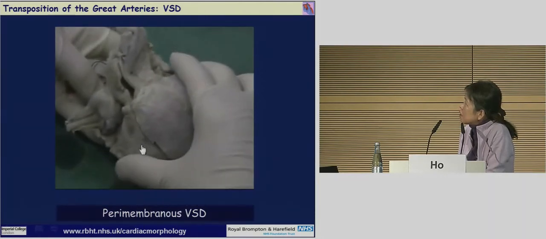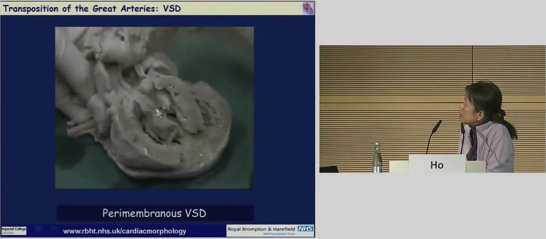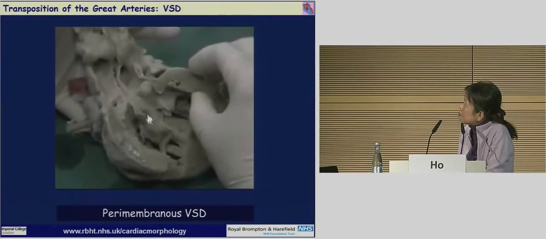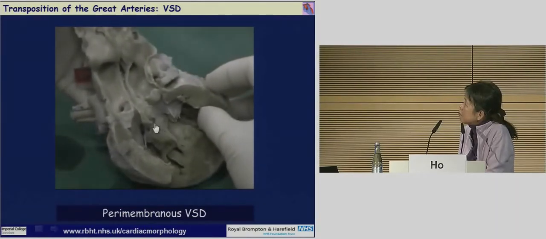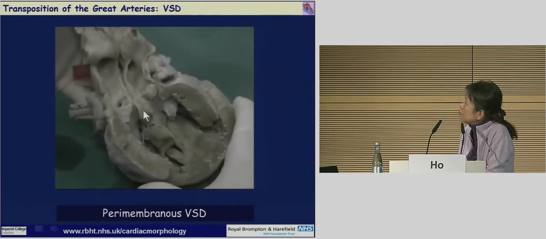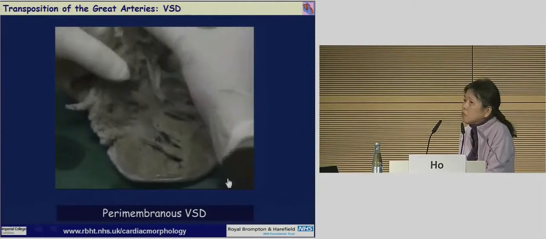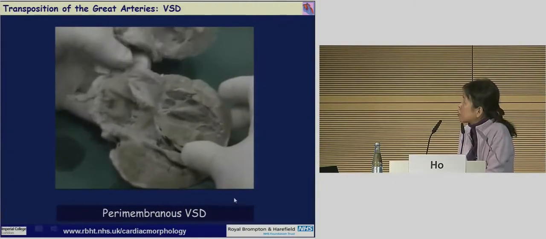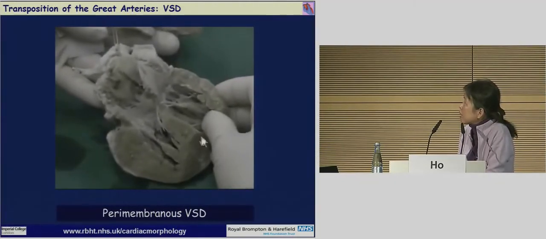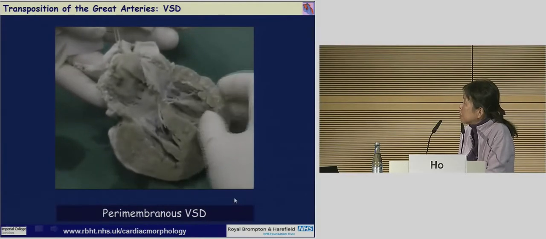If we look again, see here. That's a perimembranous ventricular septal defect. That's the muscular outlet ventricular septum. Posterior margin formed by the fibrous continuity between mitral and tricuspid valves. Go further back, you've lost that ventricular septal defect.